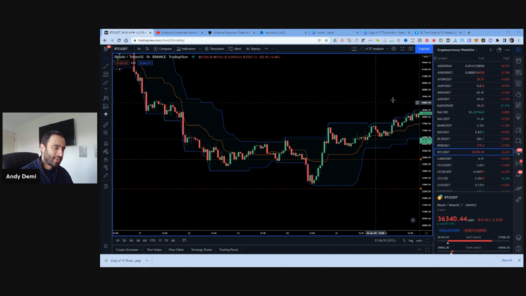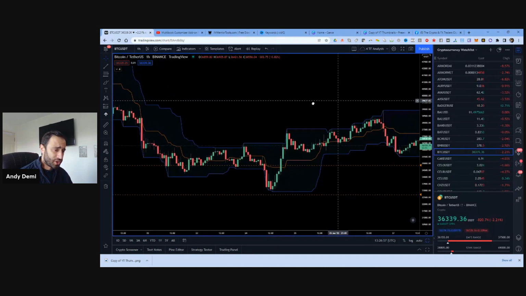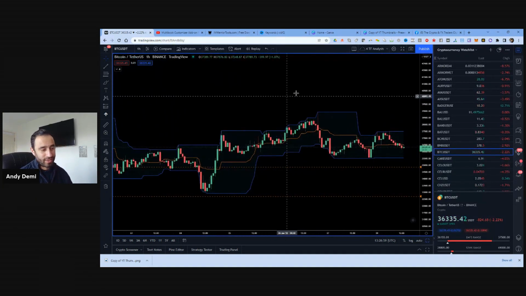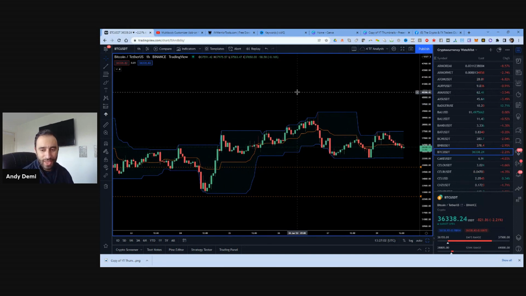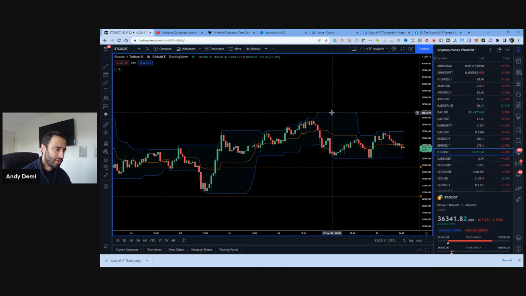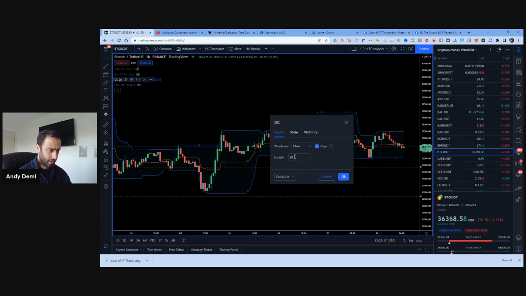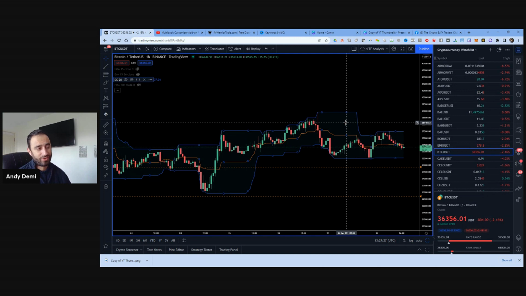So if I show you exactly how this works, basically what this is measuring is the highest high and the lowest low over a given period. In this case, if I select the indicator here, you can see we've selected a 20 period length. Now that is the most common one. You can change it to 50, 100 and so on.